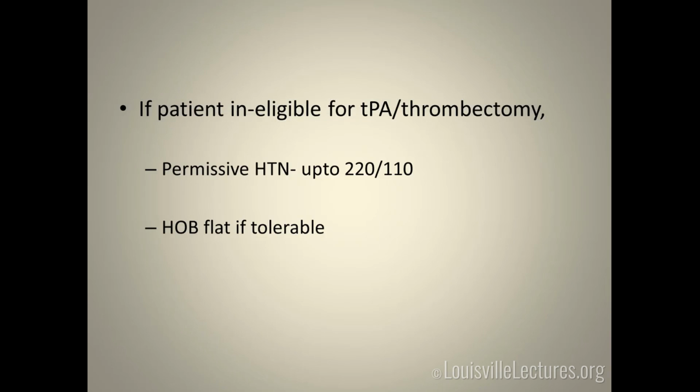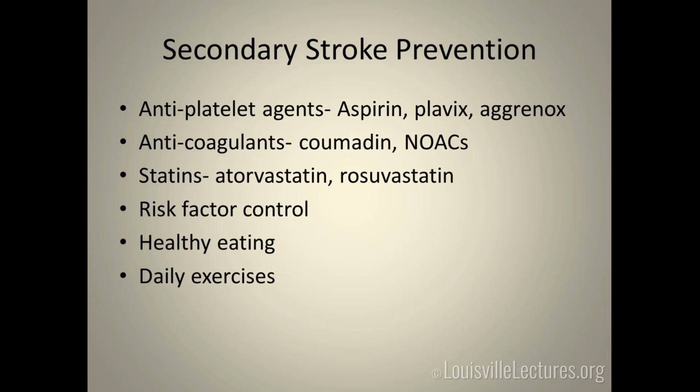So, if the patient is ineligible for TPA, what do we do? We try to improve the perfusion pressure by doing permissive hypertension. And then for secondary stroke prevention, I'm not going to go into much more detail, but we do antiplatelet agents, depending on what the patient is on.